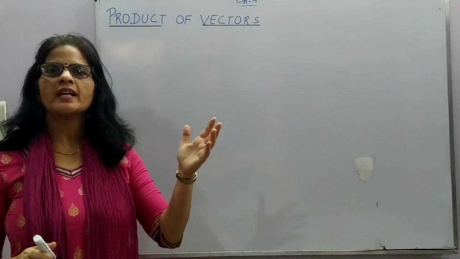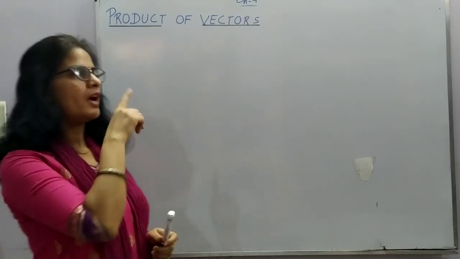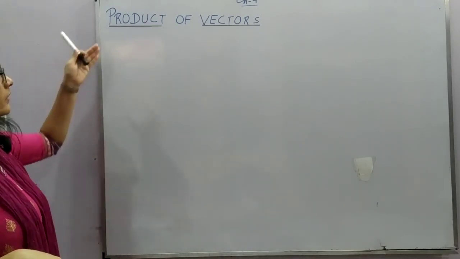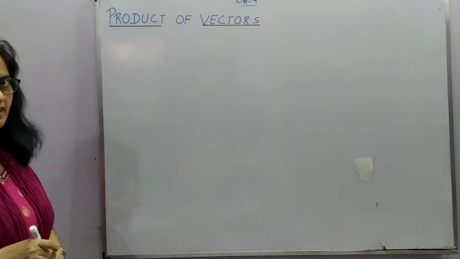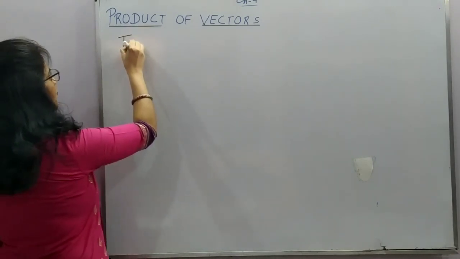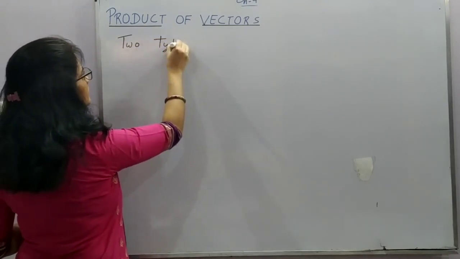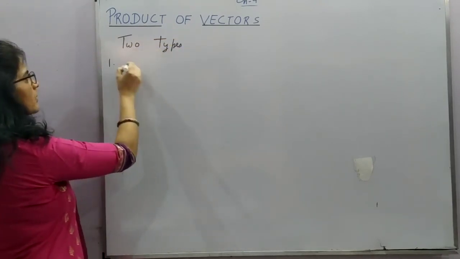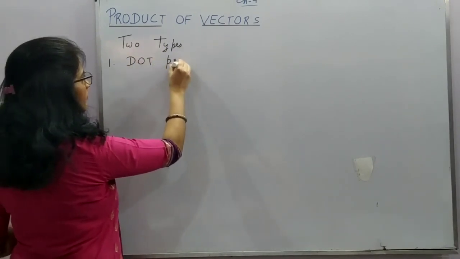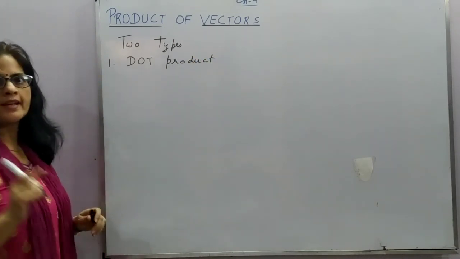So we will have two types of results. There is a possibility of two types of results, and those two results decide how many types of product of vectors there are, right? So we have two types of products of vector. First is the dot product. This is also called the scalar product.